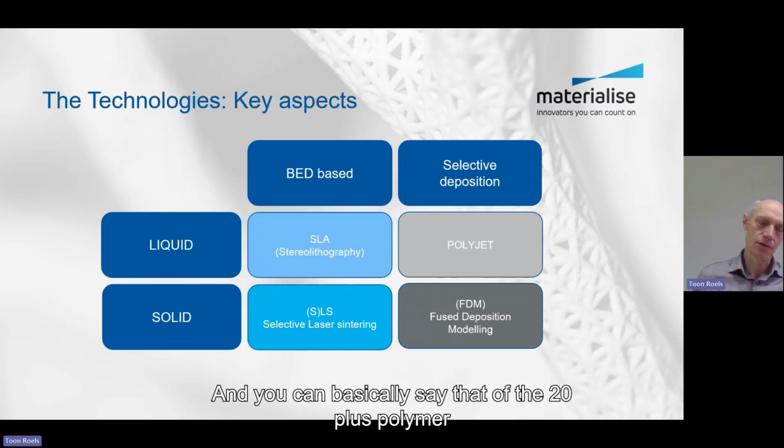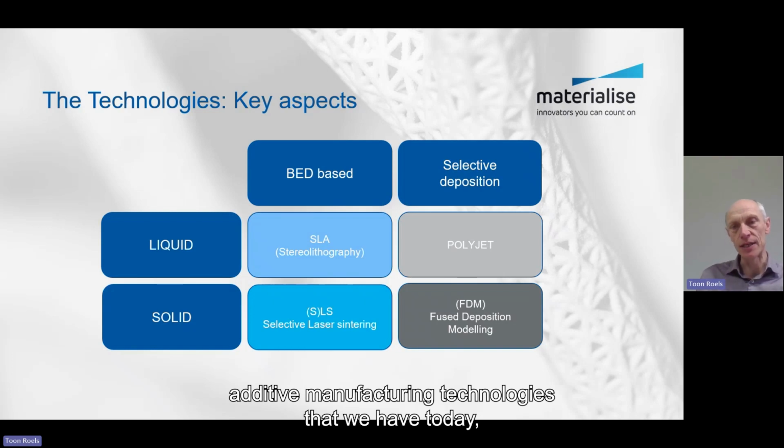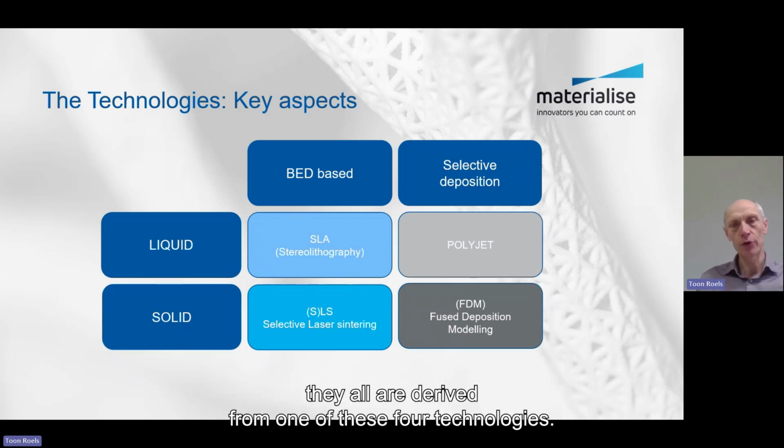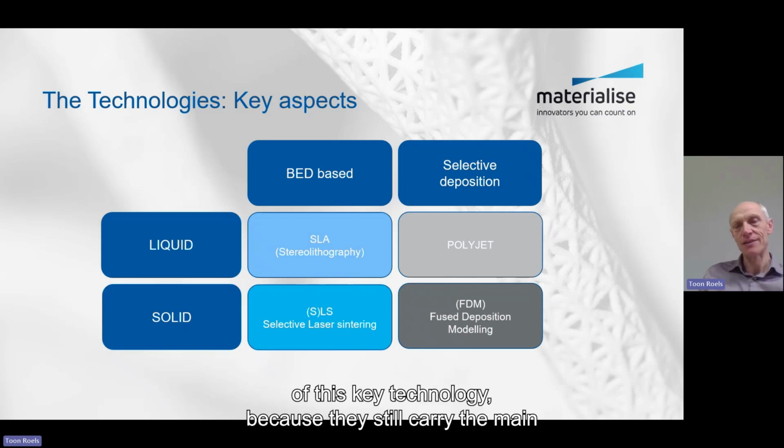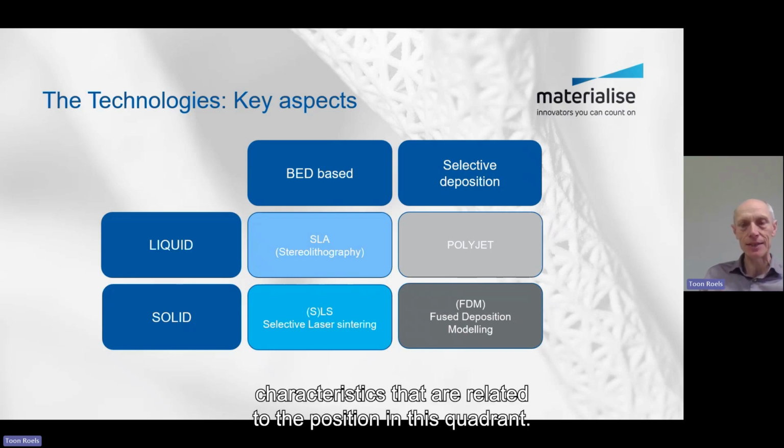And you can basically say that of the 20 plus polymer additive manufacturing technologies that we have today, they all are derived from one of these four technologies. And they cannot hide that they are derived from this key technology because they still carry the main characteristics that are related to the position in this quadrant.